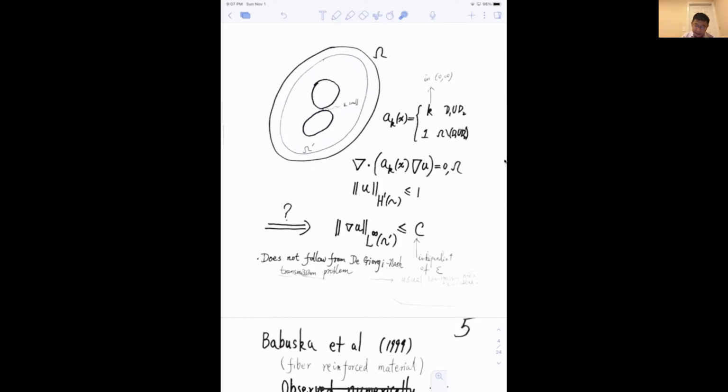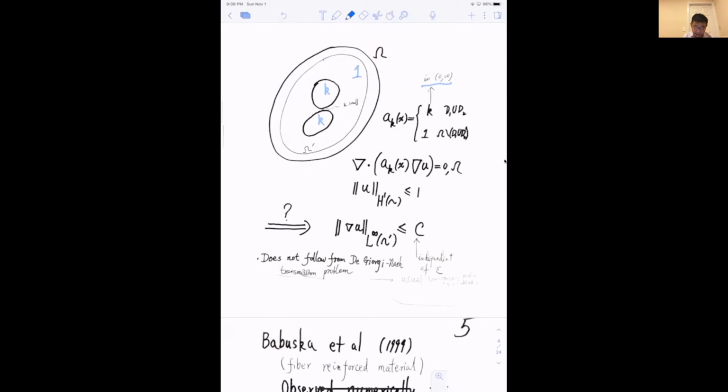In that case, if you look at your coefficient A_k, you define A_k to be the constant k inside here, a constant k inside here, and you take 1 outside. So you have ellipticity, and k belongs here. You have ellipticity, and the coefficients are not continuous. You have a jump.